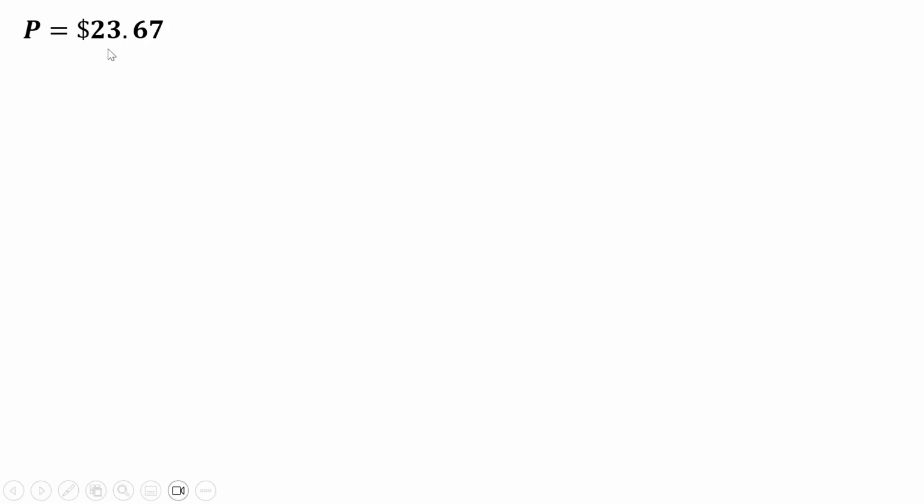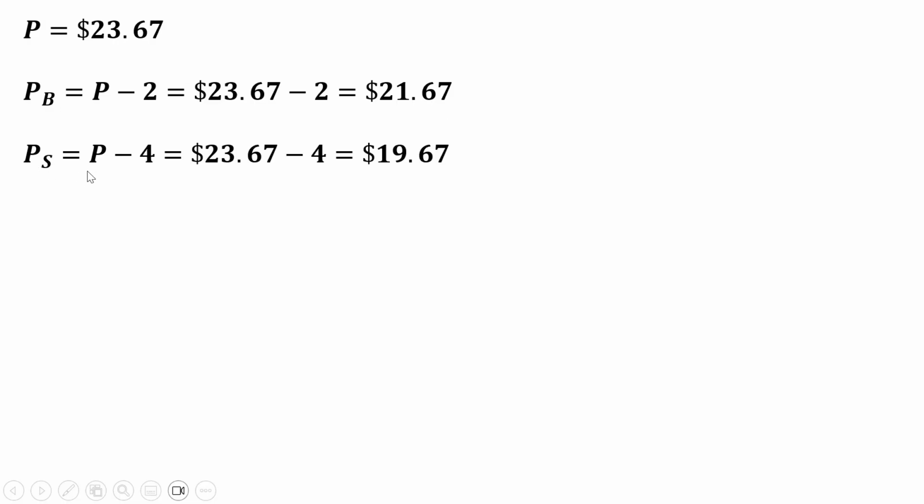So the price that we solve for is $23.67. The net price then paid by buyers: buyers are going to pay sellers this $23.67, but they're going to receive a $2 subsidy from the government. That will leave buyers net with paying only $21.67 for the product. As for sellers, they are going to receive this $23.67 from buyers, but then the sellers have to submit a $4 tax to the government, leaving sellers with $19.67.